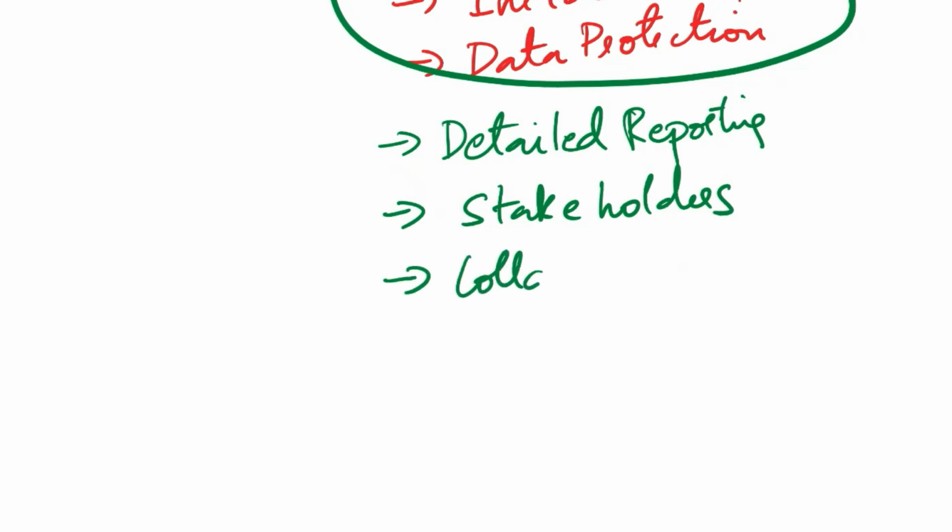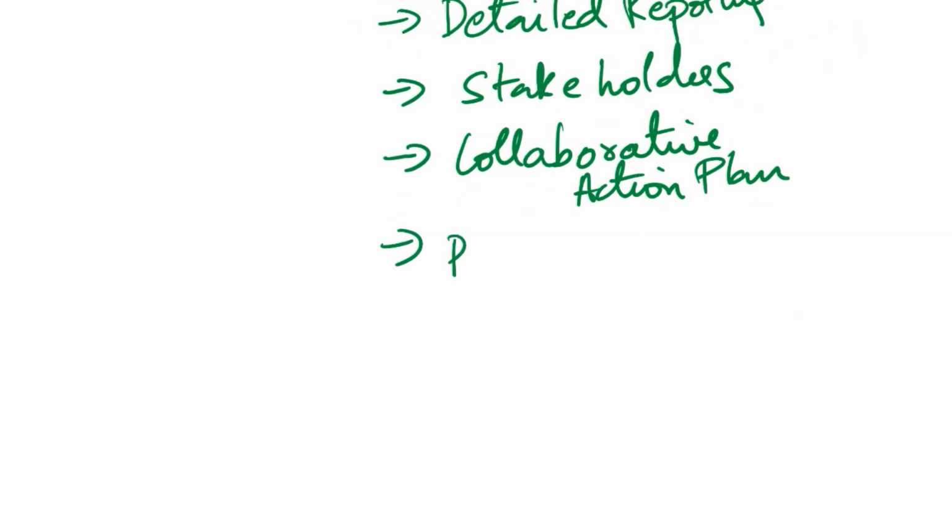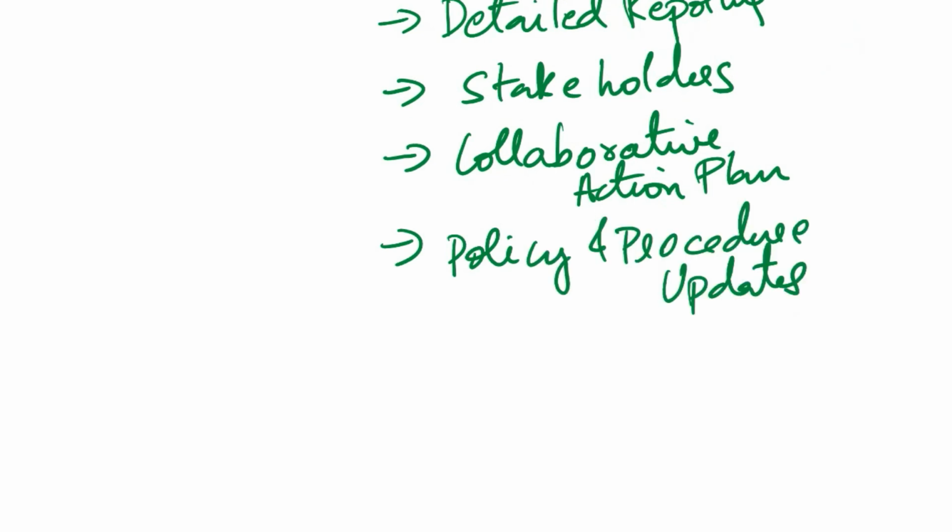Next, collaborative action plan. Together with the stakeholders, we developed a collaborative action plan to address the identified non-compliance issues. This plan included specific tasks, timelines, and responsible parties for each corrective action. Next, policy and procedure updates. I worked closely with the organization's policy and procedure owners to update and strengthen the access control policy, incident response plan, and data protection measures. This involved clarifying roles and responsibilities, improving documentation, and ensuring alignment with industry best practices.